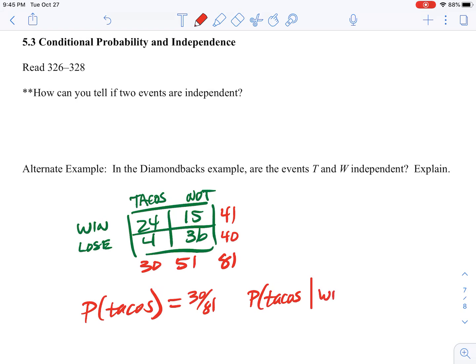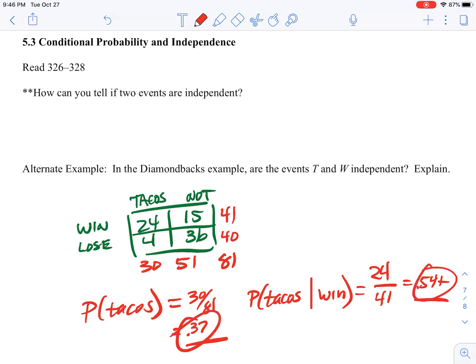All right, well, let's see what the probability of getting tacos is, given that they win the game. That should tell us whether winning has anything to do with getting free tacos or not. So out of the games they won, which were 41 games, 24 times out of those 41, they got free tacos. This first one I said was around 37 percent. This one is more than half. I think you can tell that, right? That's more than half, so it's going to be 54 plus percent, something like that.